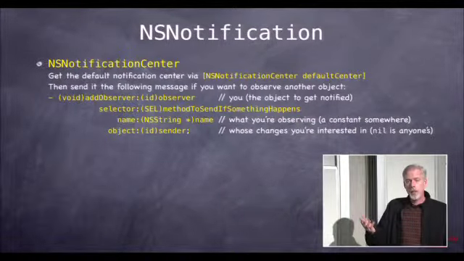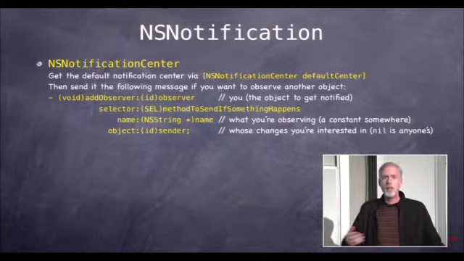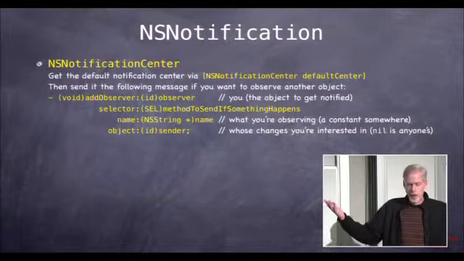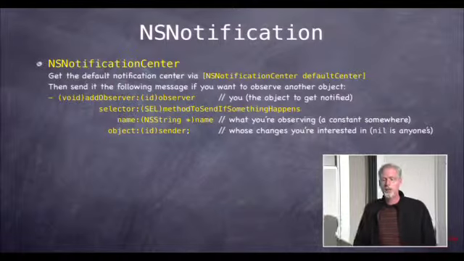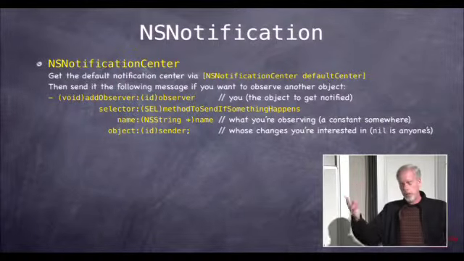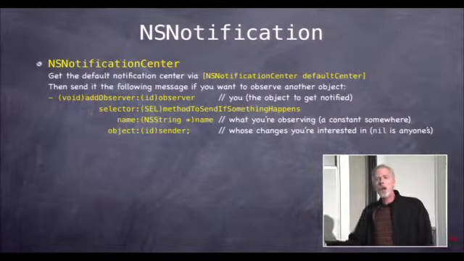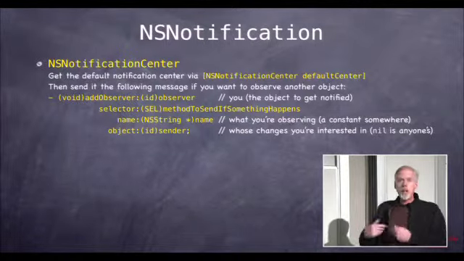And we'll talk about what that method looks like. Name is the name of the radio station. This is a string that's a constant, almost always a constant, if not 100% of the time. It's a constant somewhere. Some class is telling you the name of the radio station you can sign up to. And then object is the object you want to hear from.